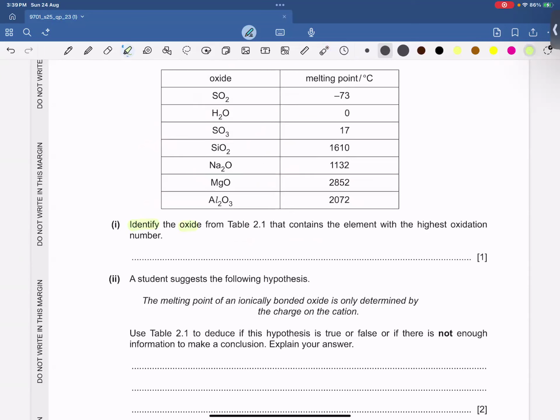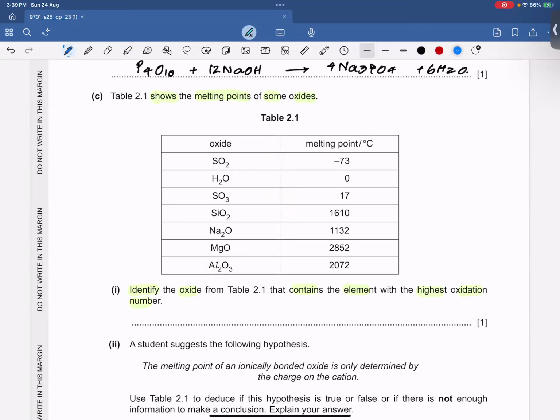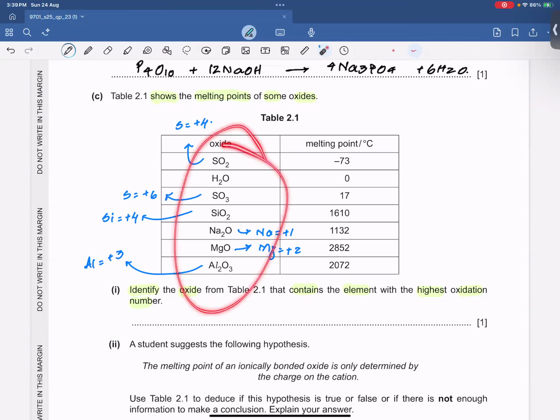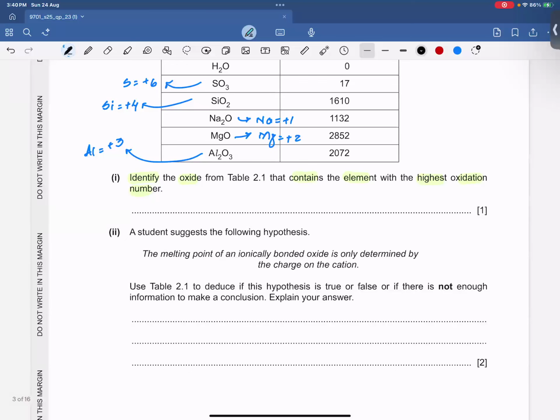The examiner is looking for us to identify the oxide from Table 2.1 that contains the element with the highest oxidation number. So we have done this in class. In sulfur dioxide, sulfur has an oxidation state of +4. In sulfur trioxide, it has an oxidation state of +6. In SiO2, silicon has an oxidation state of +4. In Na2O, sodium has an oxidation state of +1. MgO has an oxidation state of +2, and in aluminum oxide it has an oxidation state of +3. So technically, in the entire table, sulfur has the highest oxidation state in sulfur trioxide. So I'm going to write SO3 here. I cannot write the name because the examiner has given the formula, so I need to write the formula here.